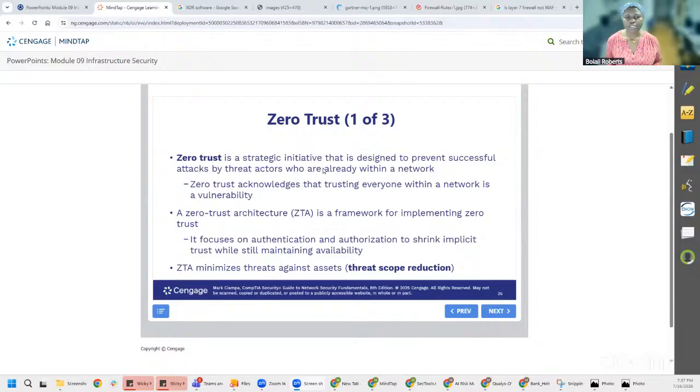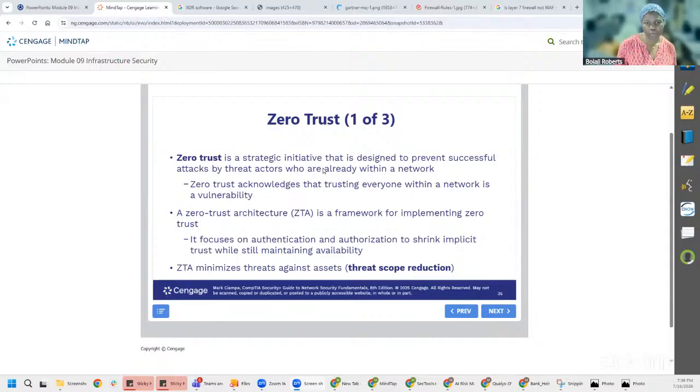Hence the need for zero trust architecture. It is designed with the mindset that an attacker is already present. So these servers shouldn't trust one another, because it follows the premise that there is already an attacker on the network. And so it's more of a framework.